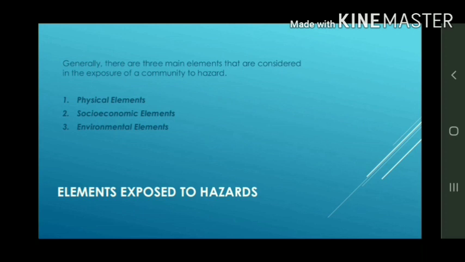Generally, there are three main elements that are considered in the exposure of a community to hazard. We have the physical elements, socioeconomic elements, and environmental elements.